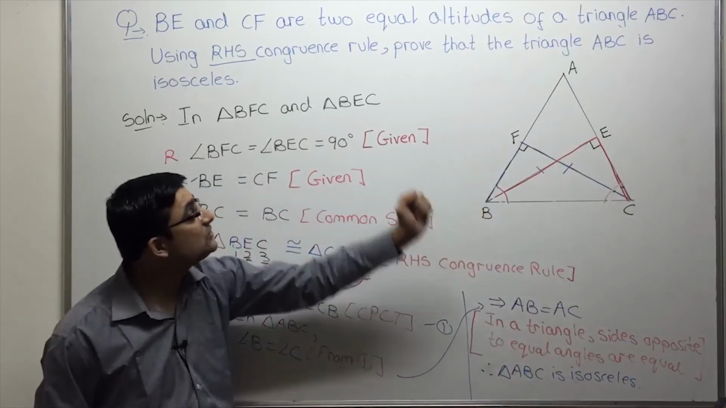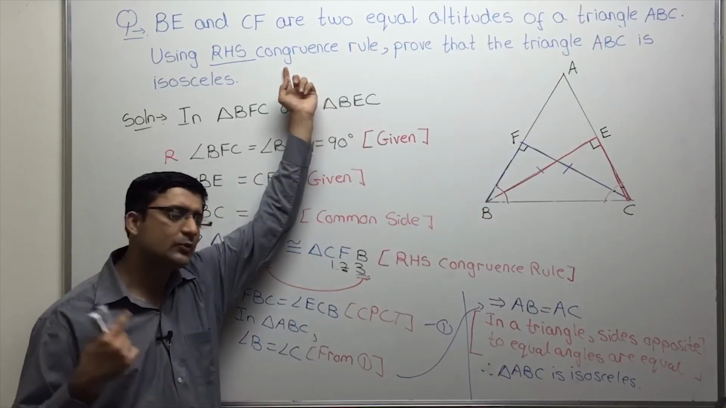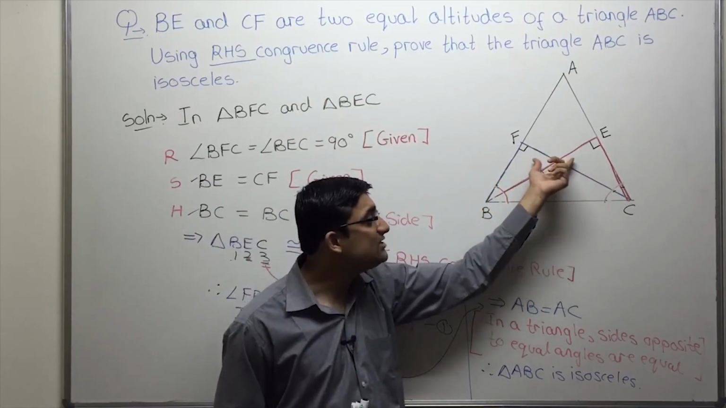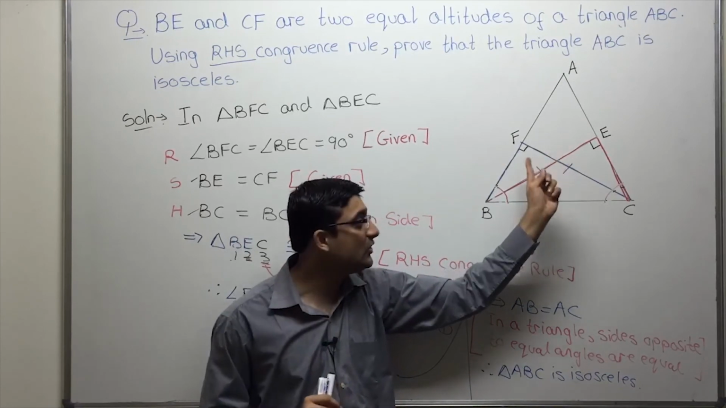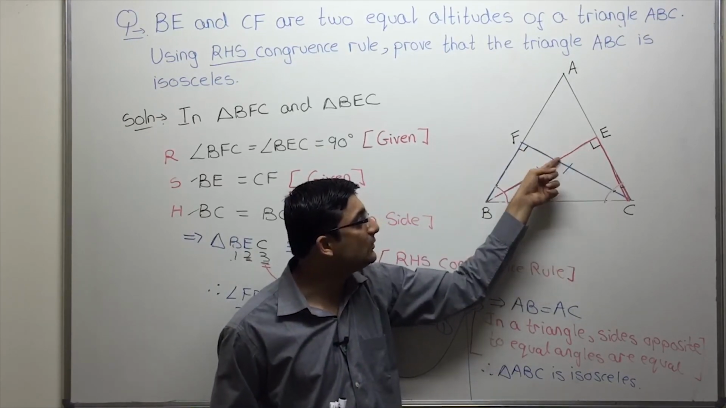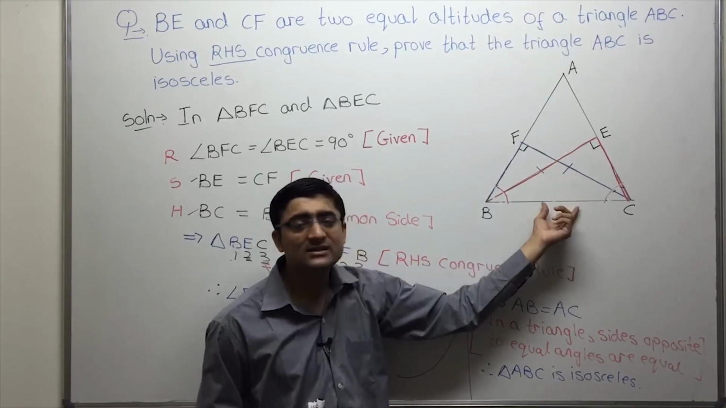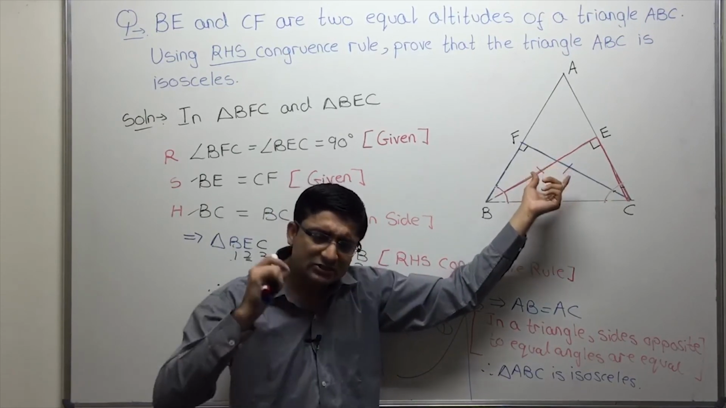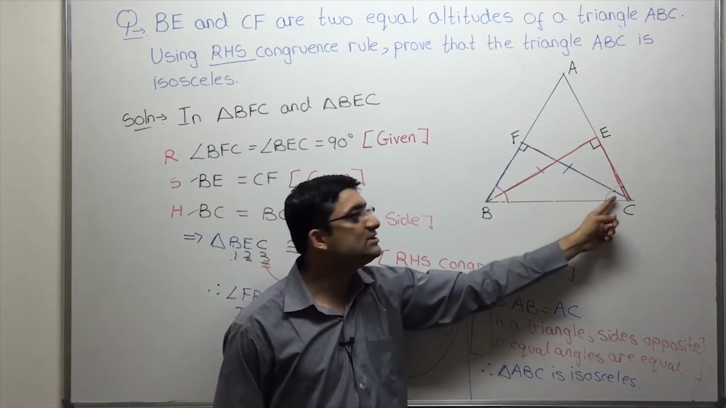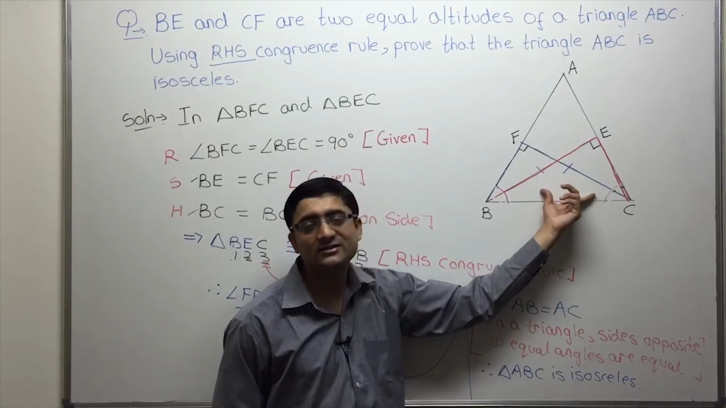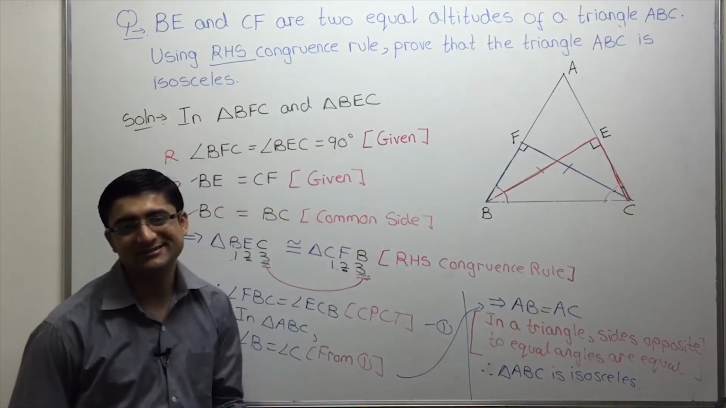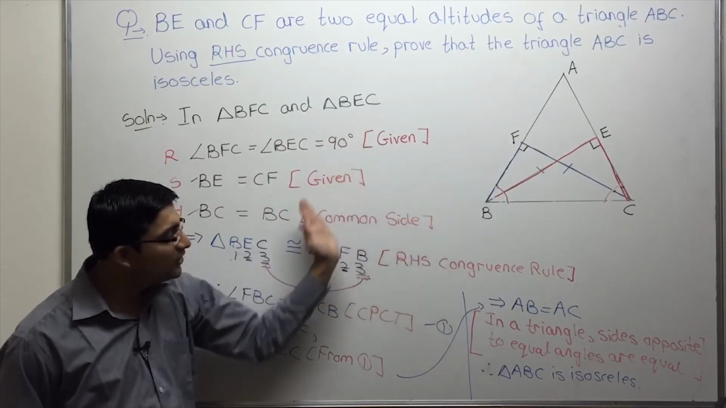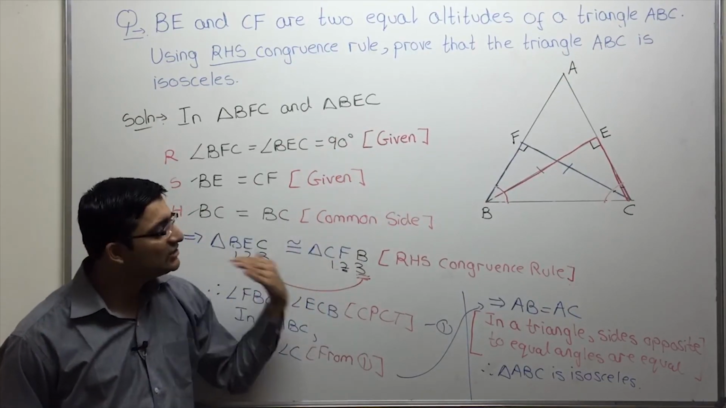Now the hint given to me in this question is using RHS congruence rule. So where can I apply RHS congruence rule? In right angle triangles. So I saw these two right angle triangles. So I checked, are these two triangles congruent? Begin with what is given to you. Right angle is equal, one side is equal. Next, is the hypotenuse the same? Yes, hypotenuse for both the triangles is the same, BC. So by RHS criteria, the two triangles are congruent. The moment these two triangles are congruent, I get angle B is equal to angle C. Now in a triangle, if two angles are equal, sides opposite to them are also equal, right? So this is how you solve this question. So just understand what is given to you, what you have to prove, go step by step, you'll get the answer, right? So this is how you solve this question.